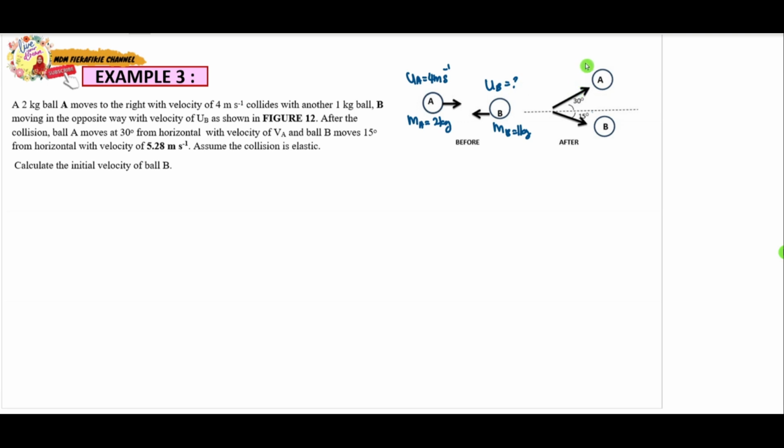So after the collision, what happened? Ball A move at 30 degree from the horizontal. So dah lukis kat sini. And the velocity of ball A tak tahu juga. So VA and VB is moving at angle of 15 degree. But VB kita ada nilai, which is VB is 5.28 meter per second. Okay. So sekarang assume the collision is elastic. So calculate the initial velocity of ball B. So we want to find what is UB.